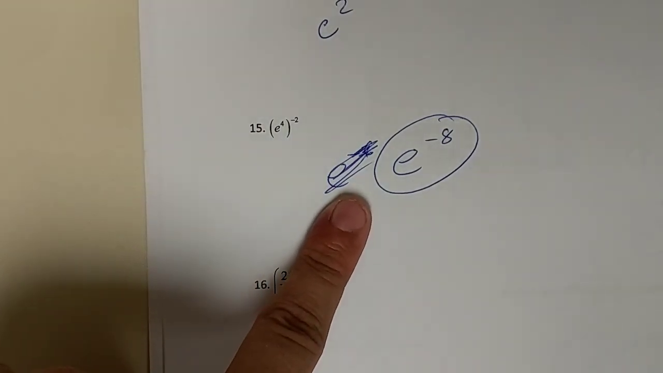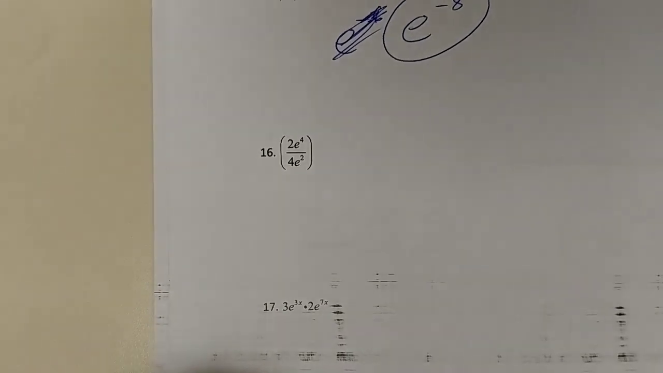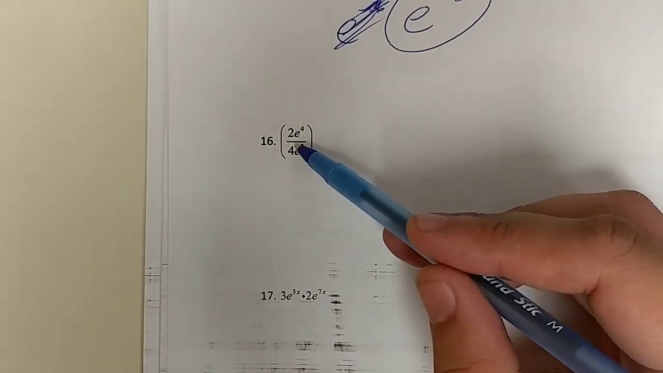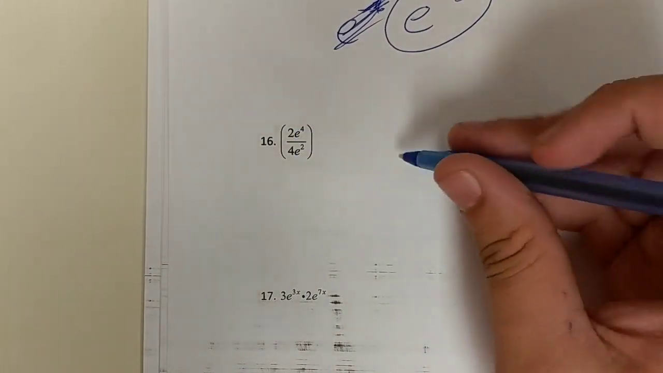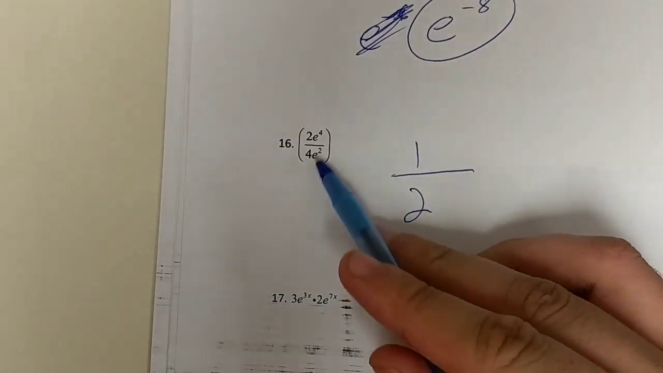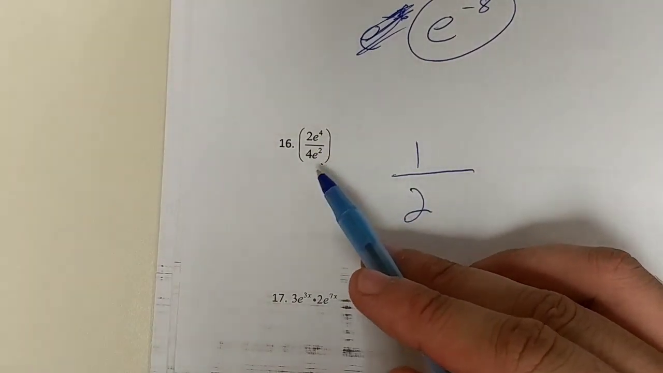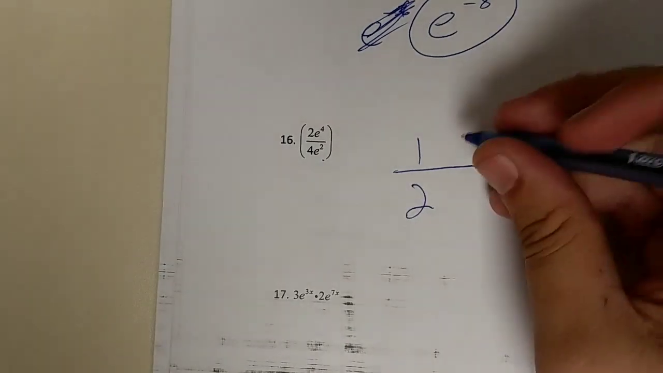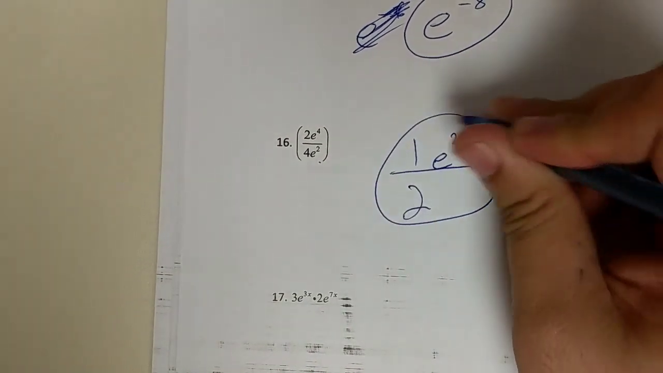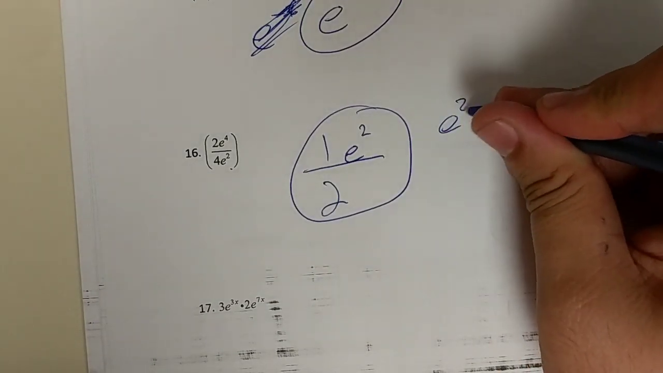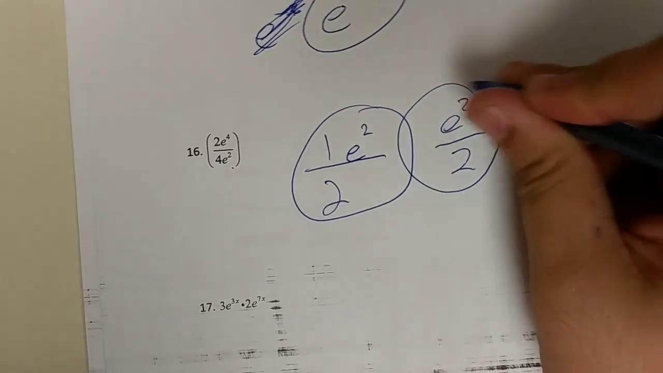It would look like this in a multiple choice. Over here, let's first do the normal numbers first. 2 divided by 4 is 1/2. E to the 4th divided by e to the 2nd. When you divide exponents, you subtract. So that's e to the 2nd. Actually, it would look like this. E to the 2nd over 2.